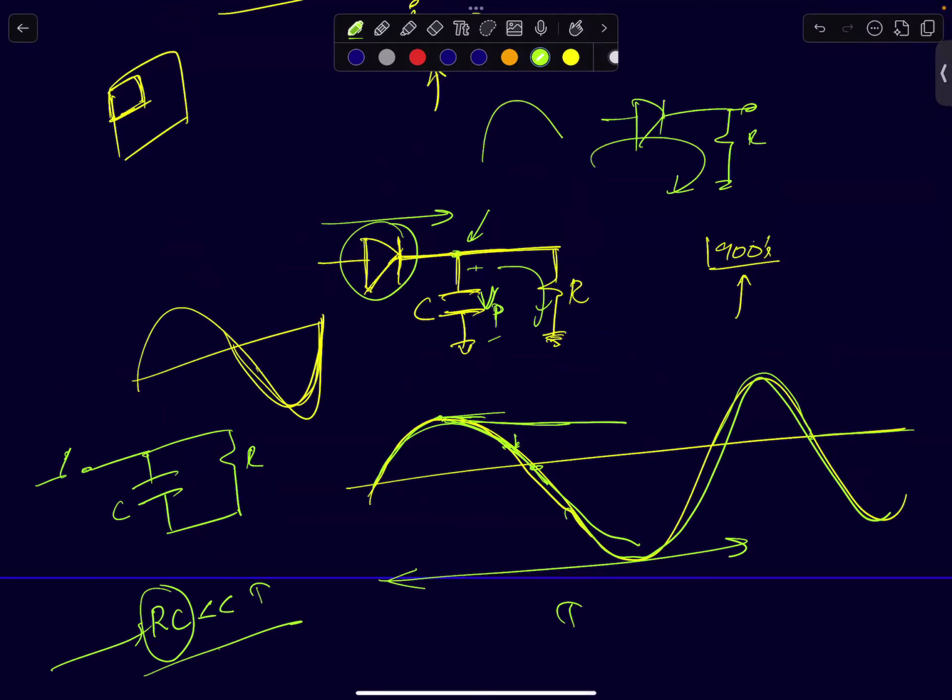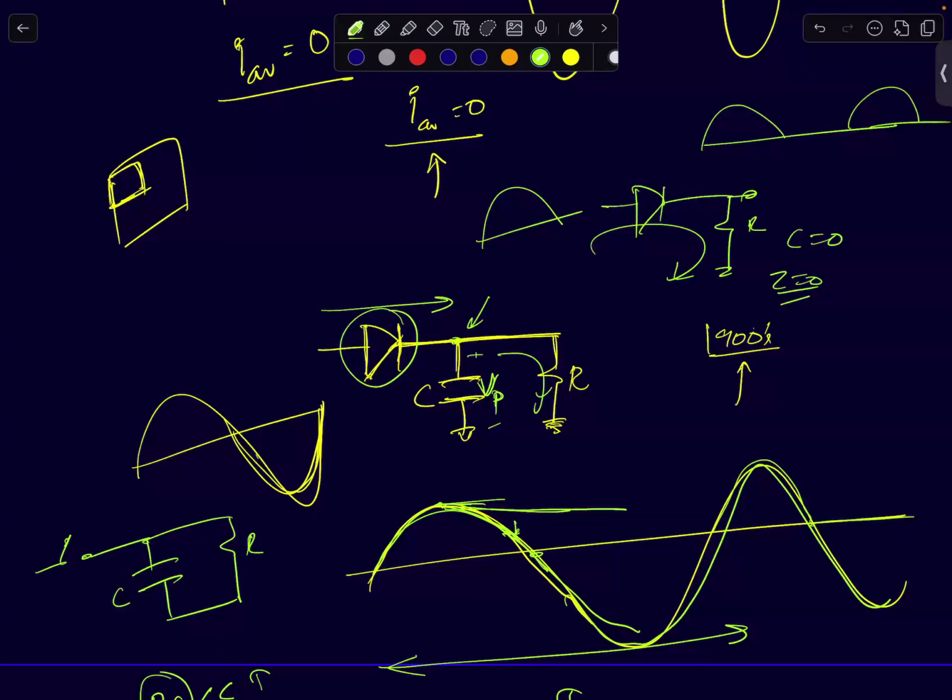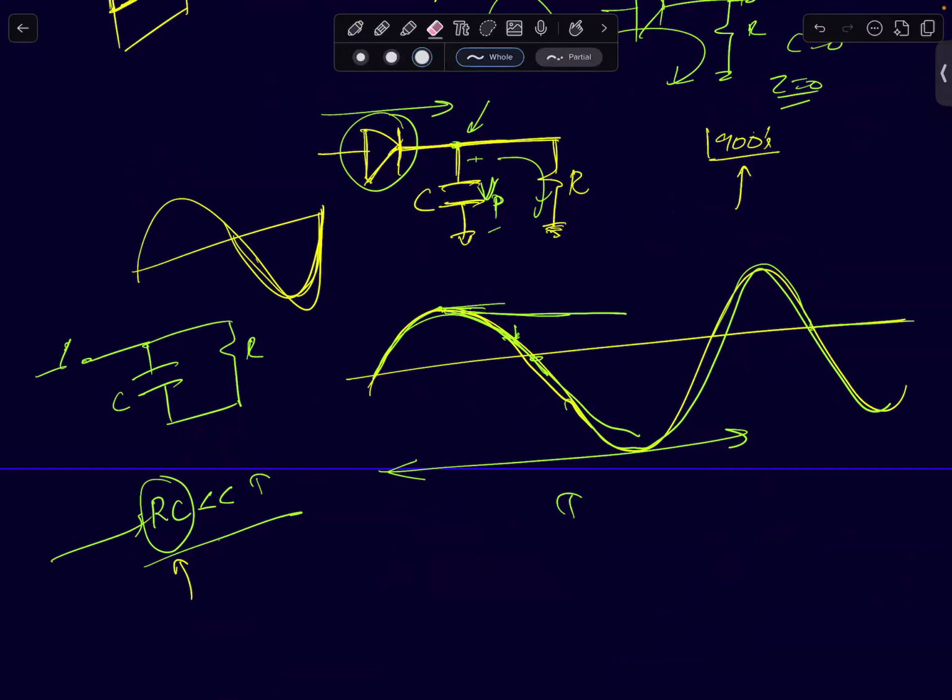Only during the positive half cycles, it's like the time constant is 0 here. C is 0, so the time constant is 0, which means instantaneously the output will just track the input. So you will get a half wave rectified output. This is also an AC to DC converter. This will have a finite average value. So if your time constant is much smaller, then the input tracks as it is. So I don't get this peak detection property, and I don't want that.